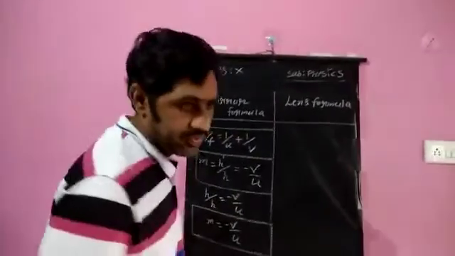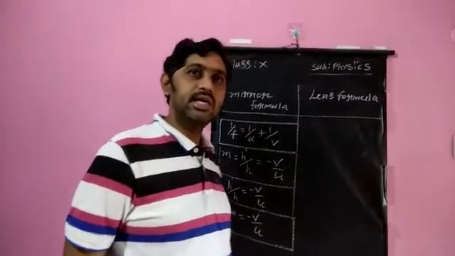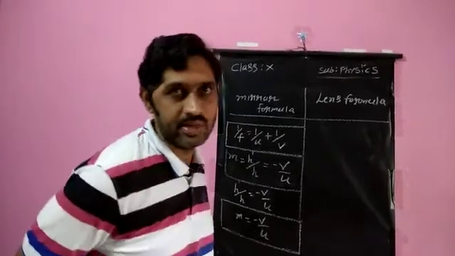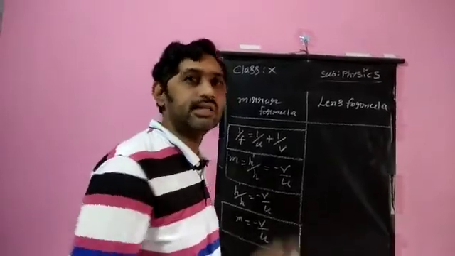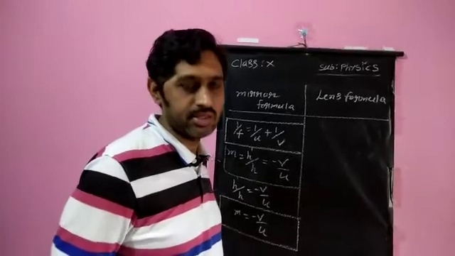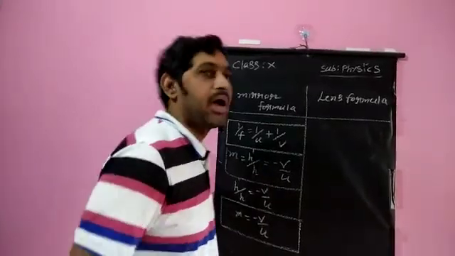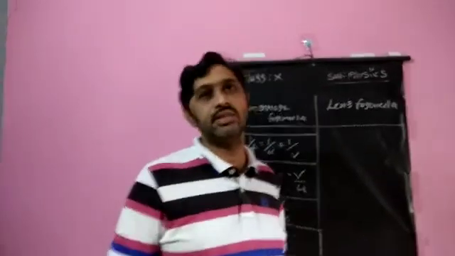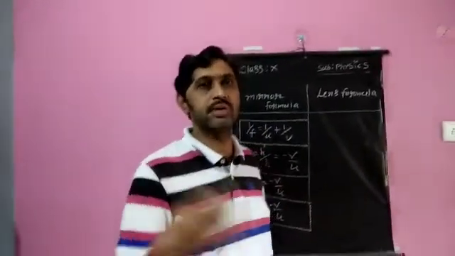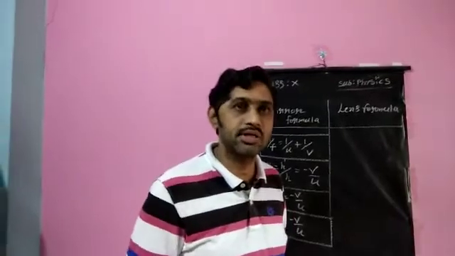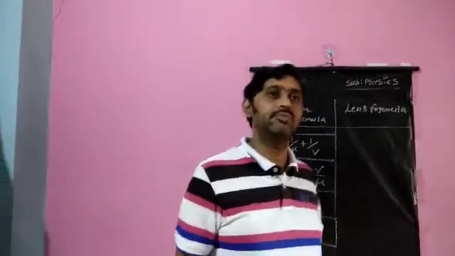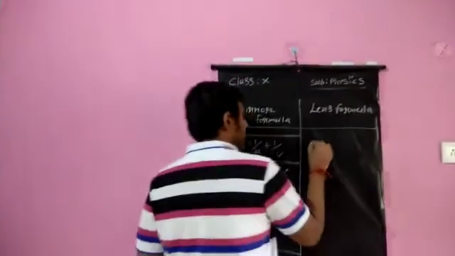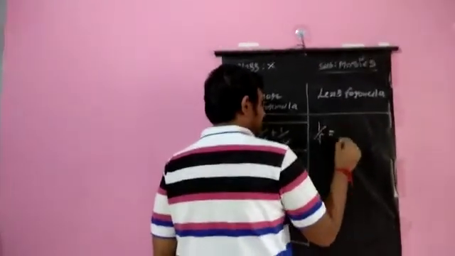I will explain magnification. Magnification produced by a mirror is plus 1 means the size of the object is equal to the size of the image. Magnification is plus 2 means the image is twice the object, 2 times bigger than the object. Magnification positive, virtual image. Magnification negative, real image. In the case of the lens formula also, we use the same things but with different expressions.